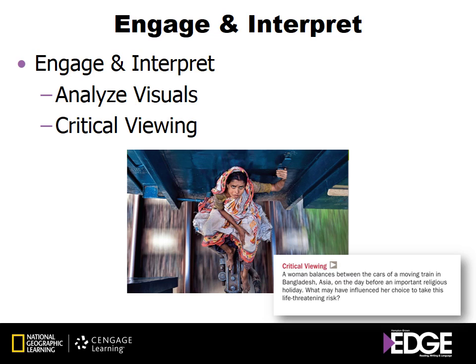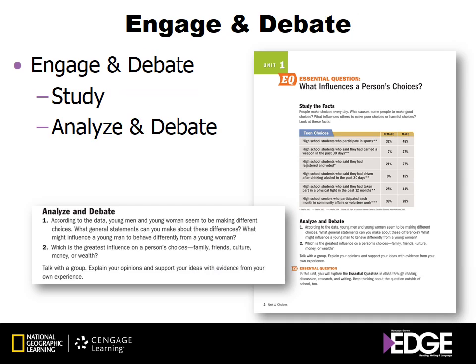Students then engage in and interpret the visual and apply some critical viewing strategies. Each unit launch visual is a National Geographic image that truly embodies the essential question. The next part of the unit launch provides an opportunity for students to engage in a debate related specifically to the essential question. This provides a great opportunity for students to work on their argumentation skills, which are a big part of the Common Core.